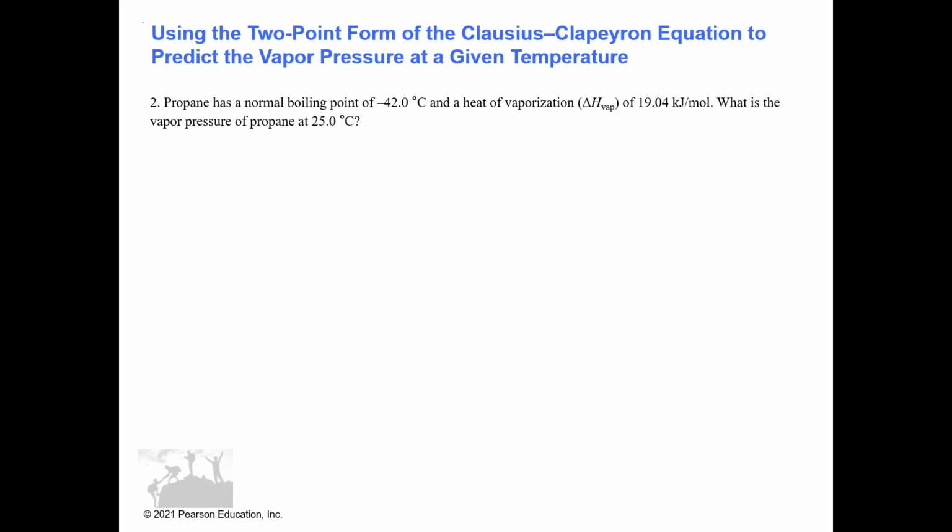Here we have propane with a normal boiling point of negative 42.0 degrees Celsius and a heat of vaporization of 19.04 kilojoules per mole. What is the vapor pressure of propane at 25 degrees Celsius? So please pause the video, work this out, and when you're ready for the answer, click play.